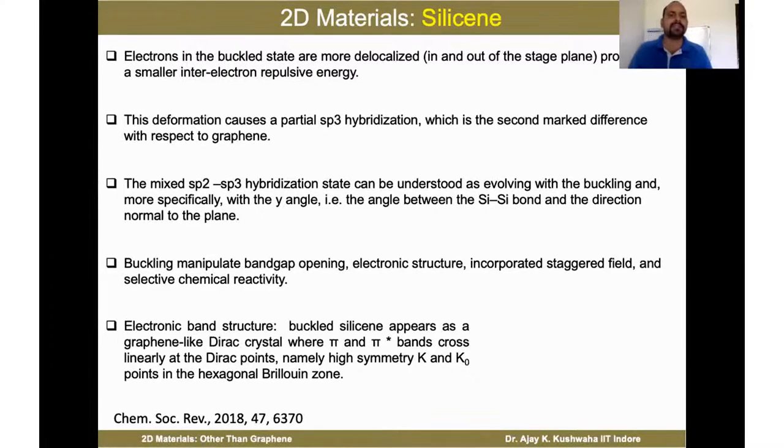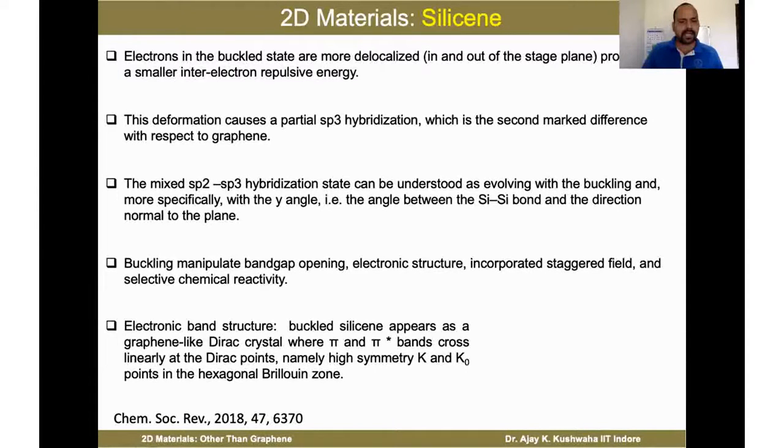As for the electronic band structure, buckled silicene appears as a graphene-like Dirac crystal where the pi and pi star bands cross linearly at the Dirac point. It is similar to what we observed in graphene, namely at the high symmetry K and K' points in a hexagonal Brillouin zone. So here the Brillouin zone also looks similar. We have pi and pi star bands, and a symmetric Dirac point, similarly denoted as K and K'. I would suggest you go with this reference for further detail.